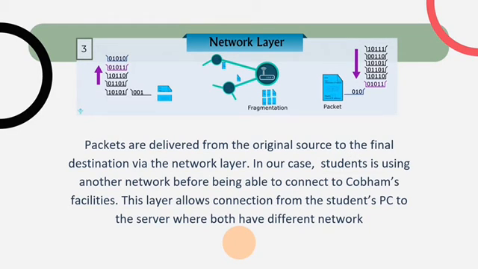Now, I will be explaining about the network layer. In the network layer, packets are delivered from the original source to the final destination. In our case, the student is using another network before being able to connect to Cobham's facilities. This layer allows connection from the student's PC to the server where both have different networks.